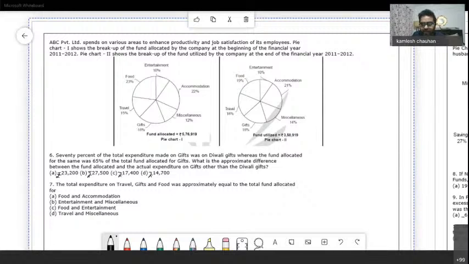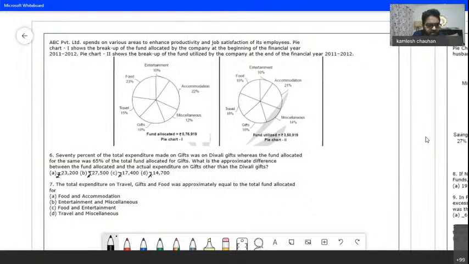Okay, so let's start with question number 6. 70% of the total expenditure made on Diwali gifts was on Diwali, whereas the fund allocated for the same was 65% of the total fund allocated for gifts. What is the approximate difference between the fund allocated and actual expenditure on the gifts other than Diwali? So this is important. Other than Diwali, how much fund is allocated?